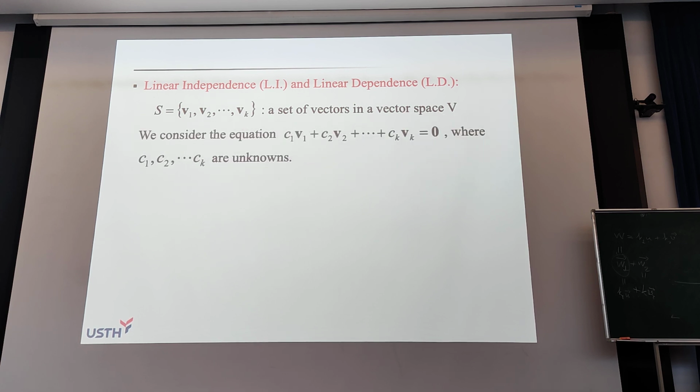Now we consider the equation C1 V1 plus C2 V2 plus ... plus CK VK equals 0. In an equation we need to have coefficients and unknowns. Here the unknowns are C1 up to CK, and the coefficients are V1, V2 up to VK. Obviously the equation always has a solution: C1 equals C2 equals ... equals CK equals 0.